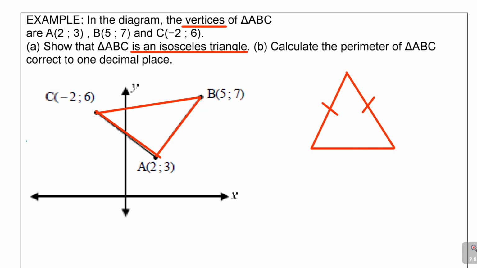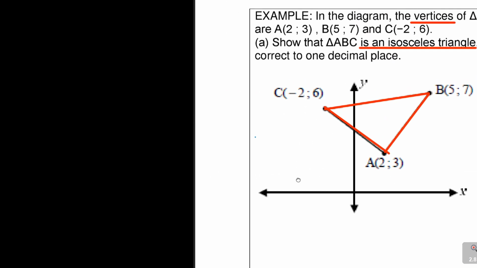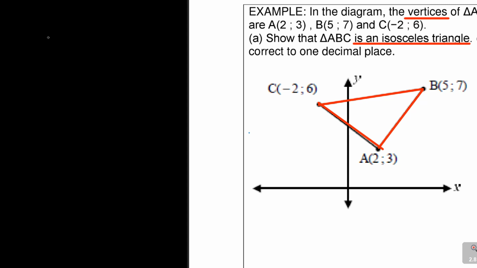Now look at this. If they're saying show that ABC is an isosceles triangle, what they're trying to say here is, just find the distance. If you can find the distance between AB, maybe, and BC or AC, if 2 of those are equal, it means it is an isosceles triangle. So let's do it from here. Let me write the coordinates. A is (2, 3), and then B is (5, 7), and C is (-2, 6), right?